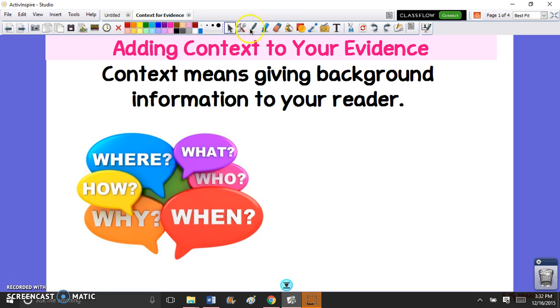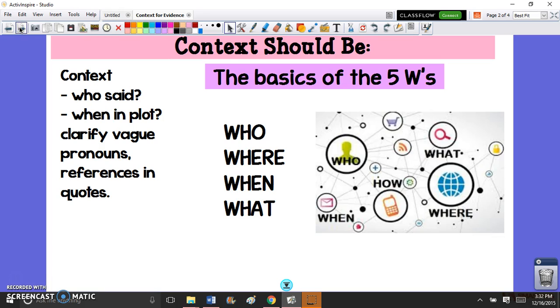So in class, we talked about how your context should really be the 5 W's. You want to think about who said the quote that you're giving, when it happened in the plot, and you want to make sure that anything that's kind of vague from the quote, like pronouns or references to earlier story events, that you're really clarifying them.